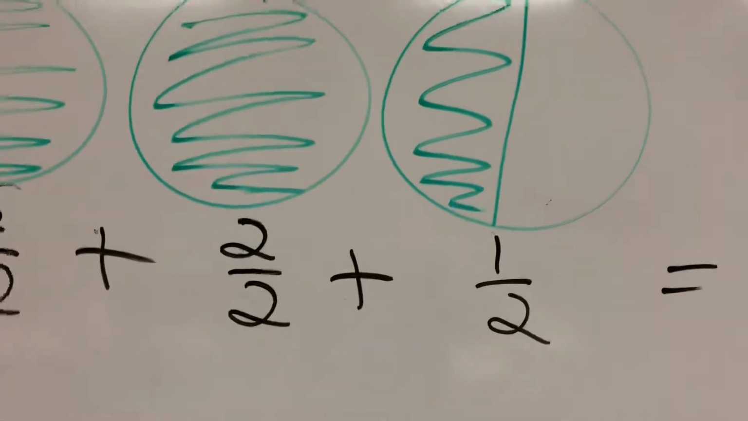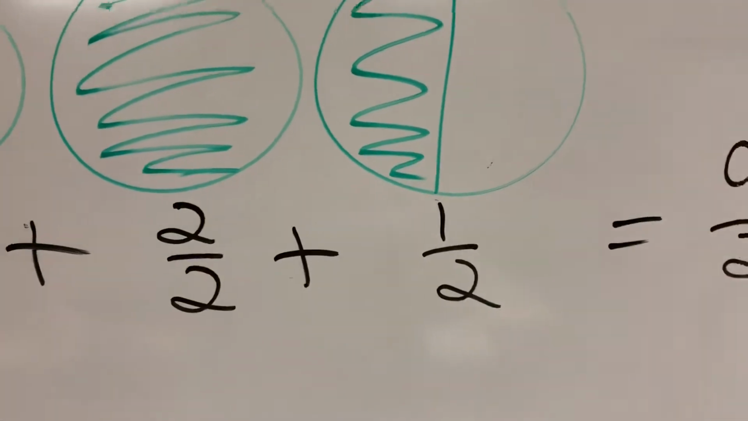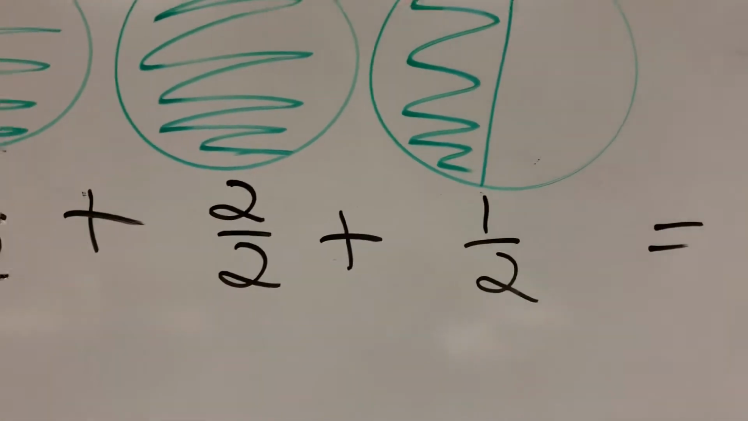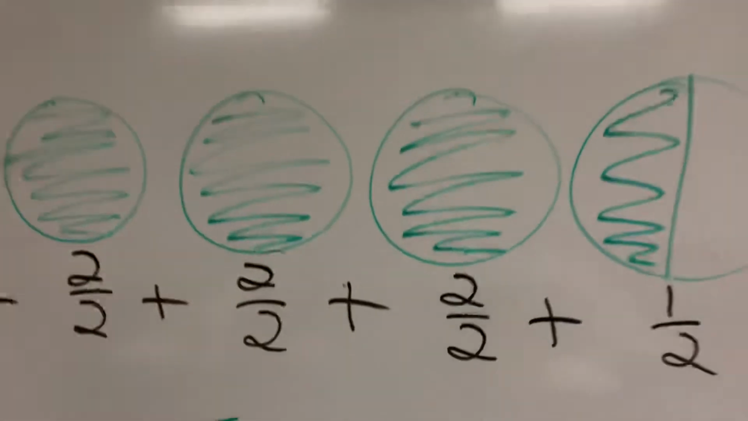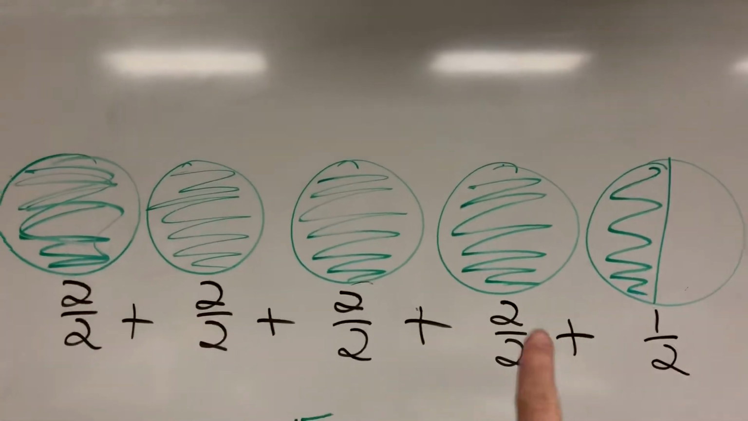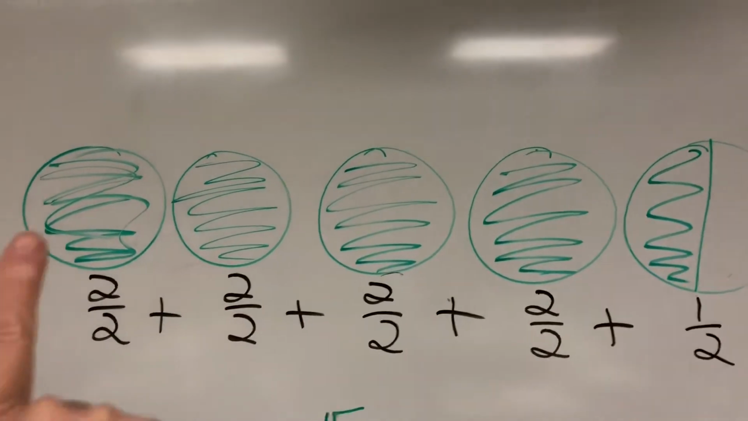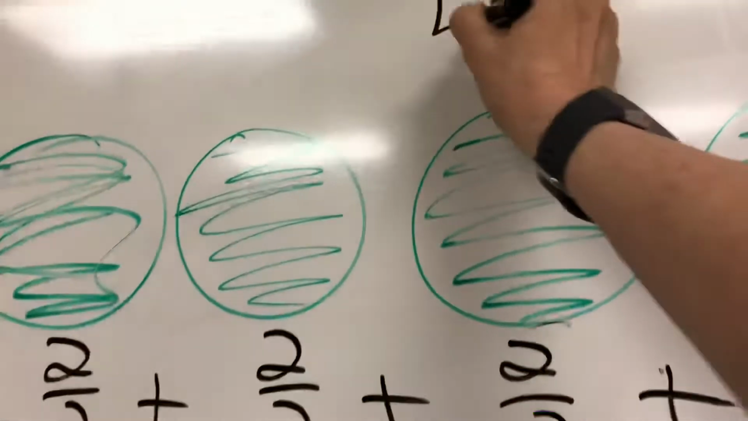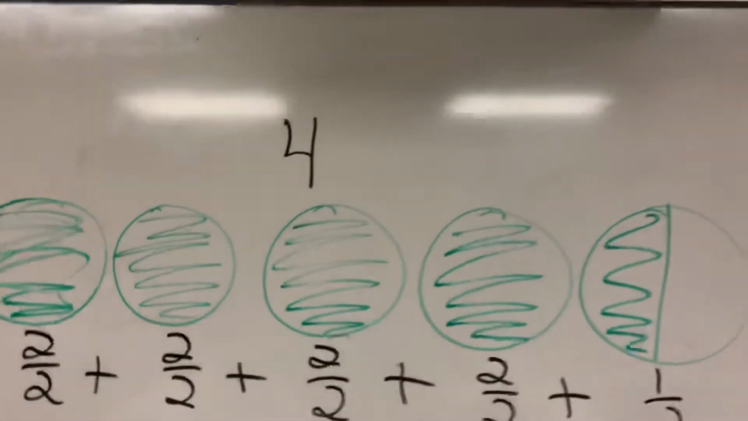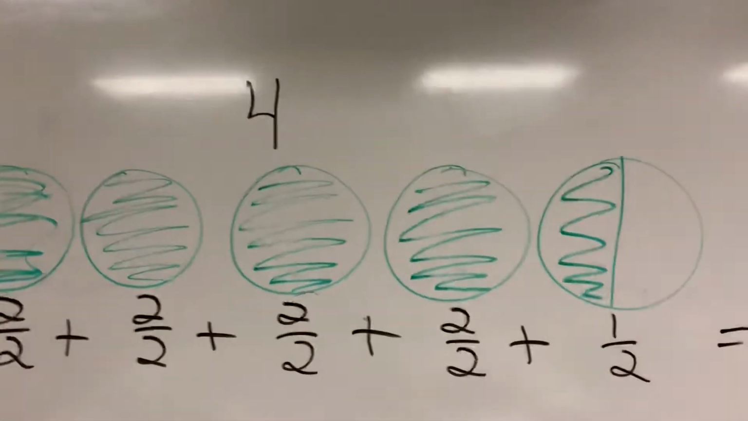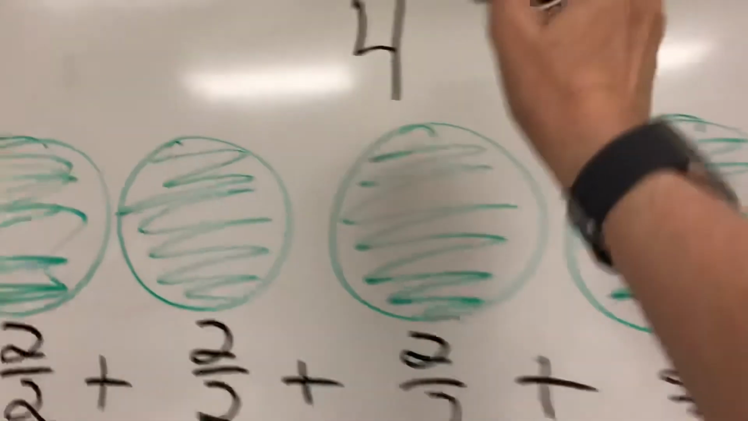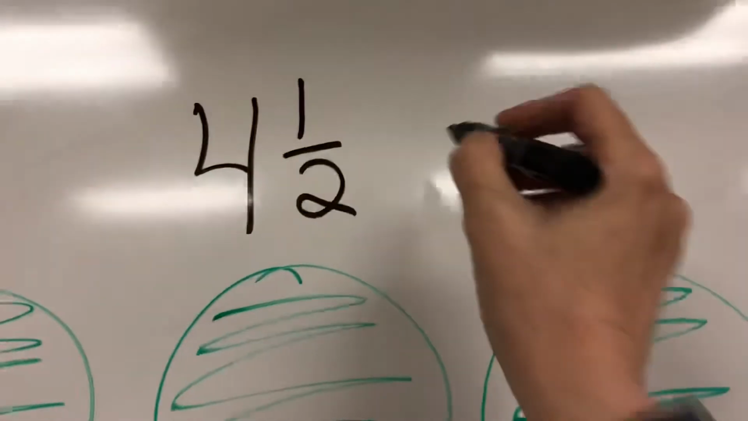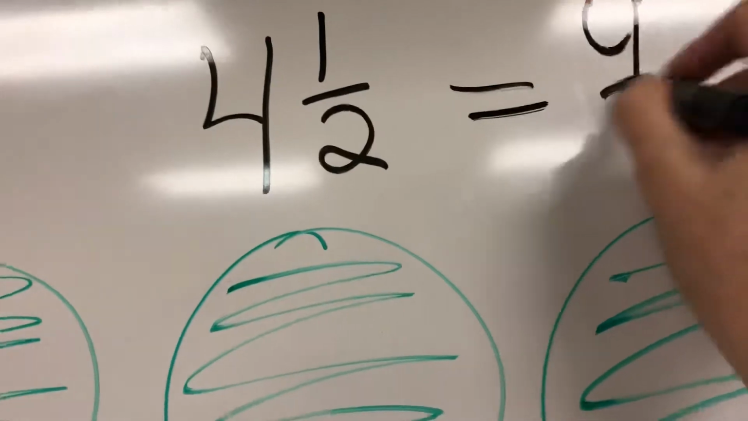Today we're going to get into something called a mixed number. A mixed number is going to have a whole number plus a fraction. If you look at this picture again, how many wholes do we have? 1, 2, 3, 4. We have 4 whole circles. What would our fraction be? Well, that's 1/2. So we'd know that 4 1/2 would equal 9 halves.